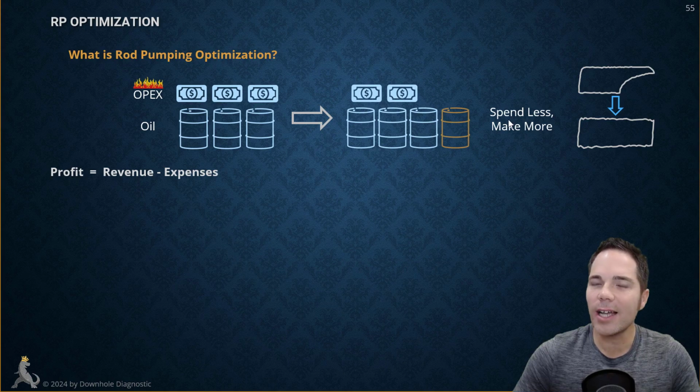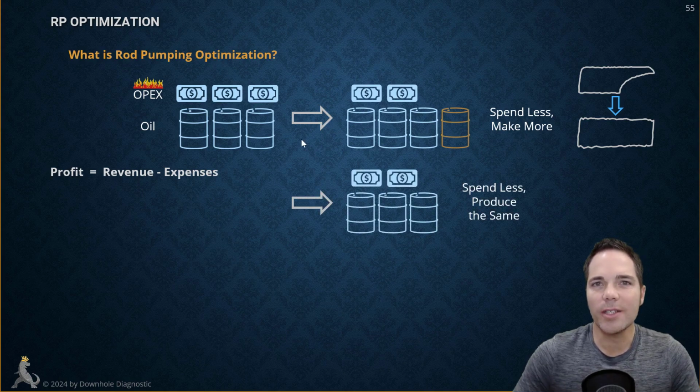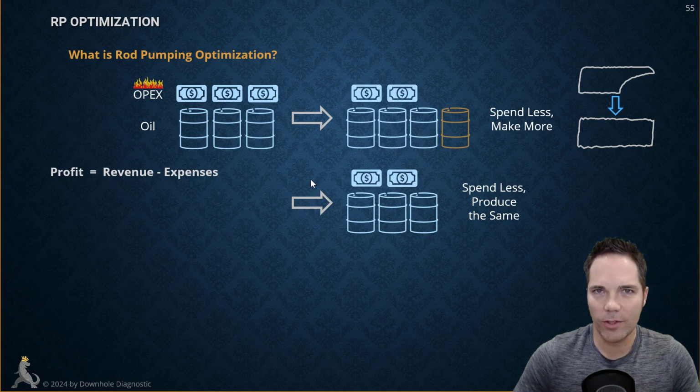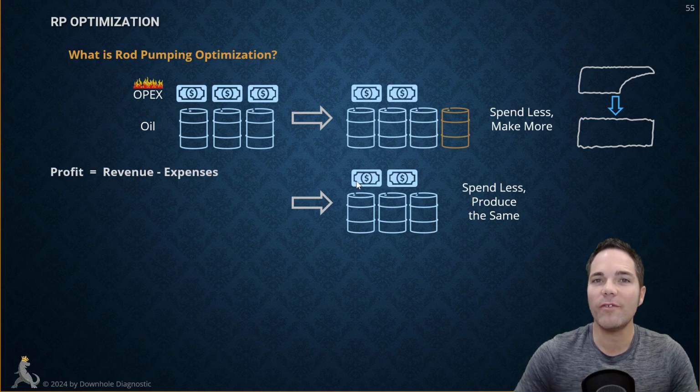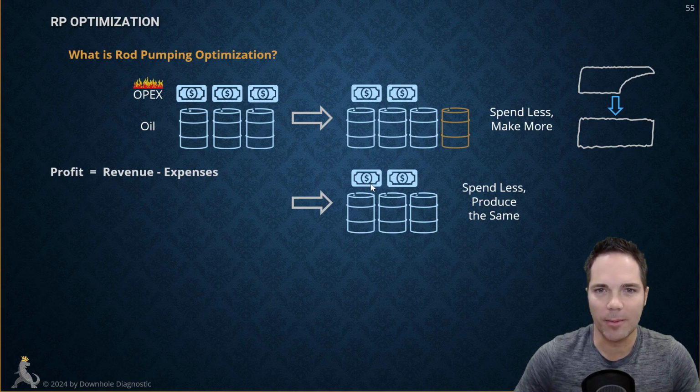Now, a lot of wells, you're not going to be able to do this because the wells are already getting their maximum production. And so this is what optimization looks like for those particular wells. So in this case, we're spending less, but we're producing the same. So we're still making this same 3 barrels of oil, but we're only using 2 units of our currency here. So we basically just became more efficient in the way that we were getting the same amount of production.